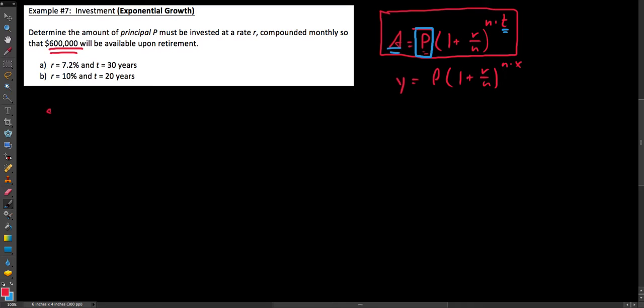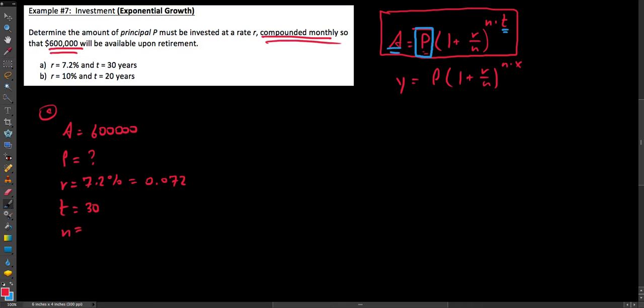And so for letter A, let's go ahead and take a look at it. We know that our amount that we want to have available is $600,000. What we don't know is the principal. Now, in terms of the rate, we're told that this is a 7.2% rate, at least with respect to our given information. So 0.072 is our rate here, and our time is equal to 30 years. So this only leaves the n part, where we're told that it was compounded monthly. And so that'd be 12 times a year.